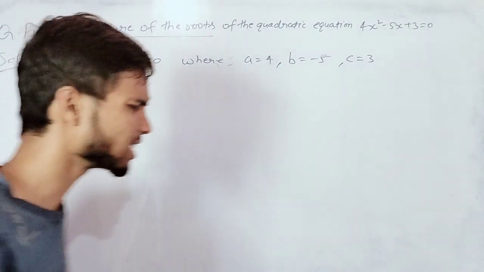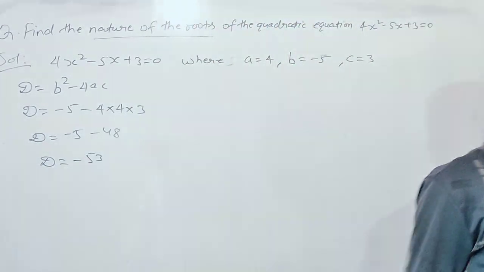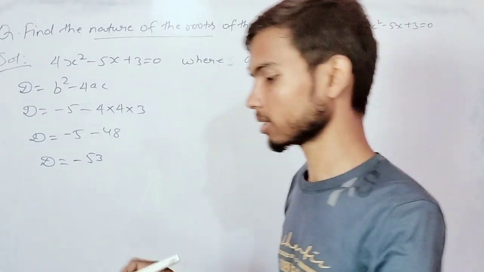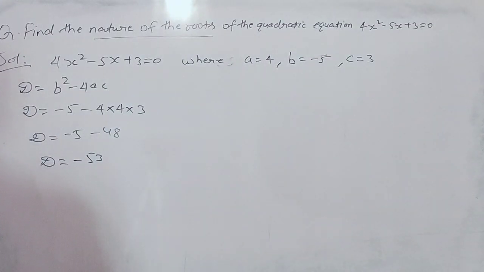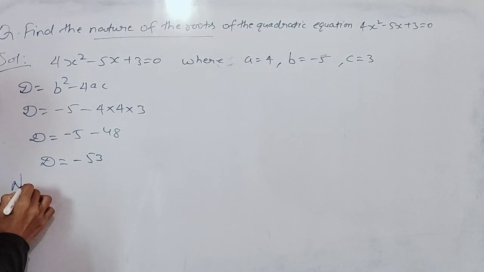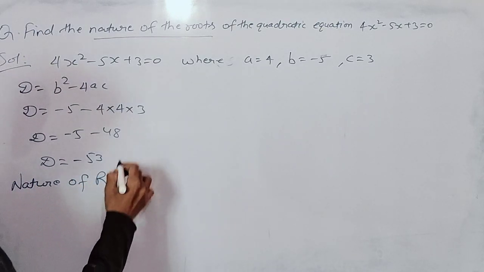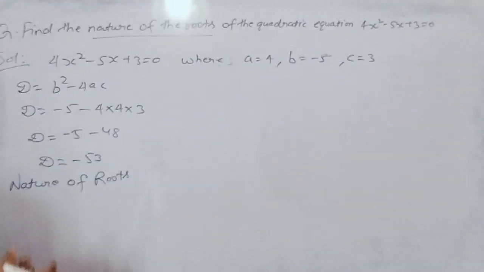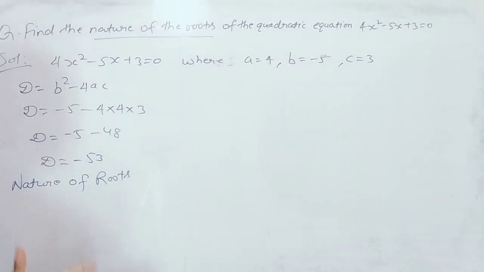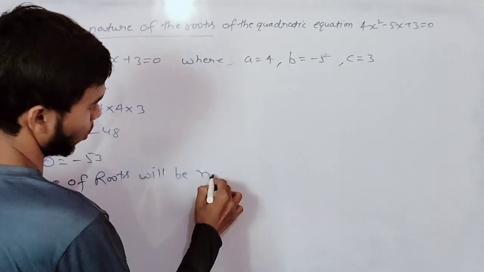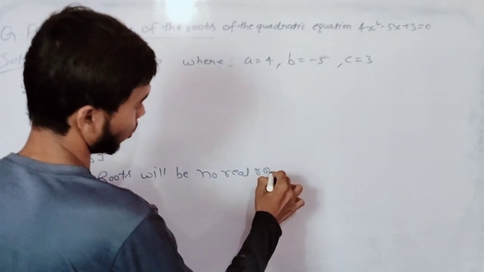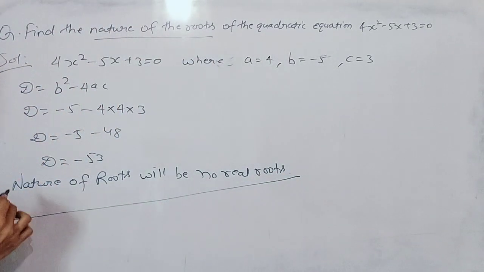So it is less than 0. It is less than 0, you can say. So now we can say the nature of roots of this given quadratic equation will be what? No real roots. This is what the nature of roots is.